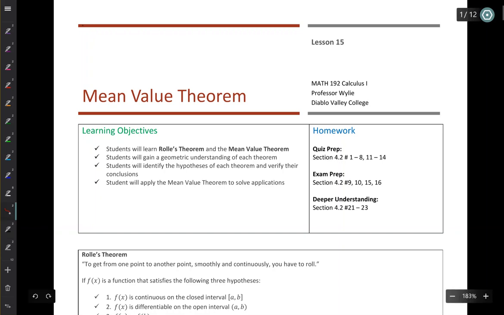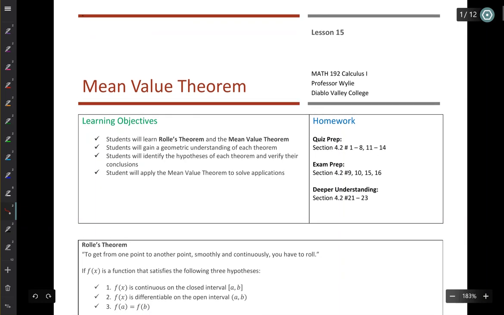Okay, so welcome to lesson 15. In this lesson, we're going to learn two theorems. We're going to learn Rolle's theorem and the mean value theorem. We're going to gain some geometric understanding of each theorem.